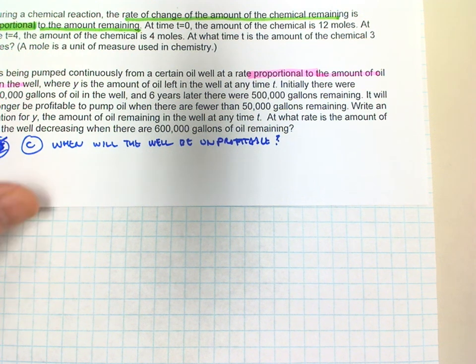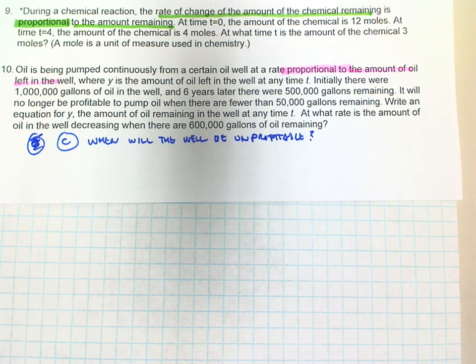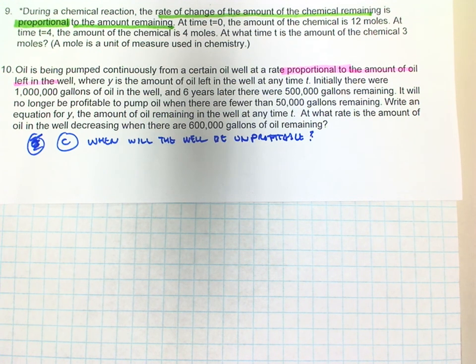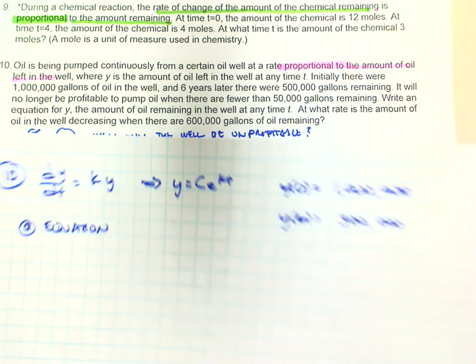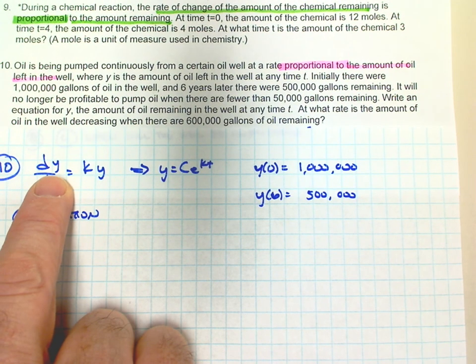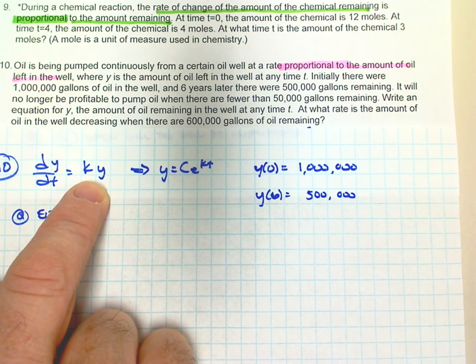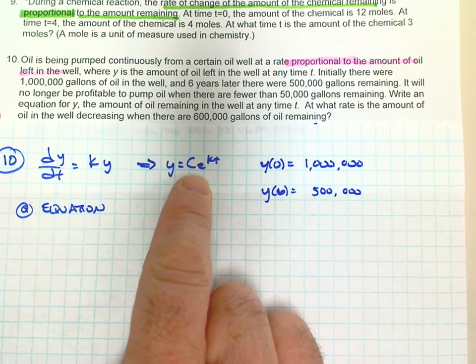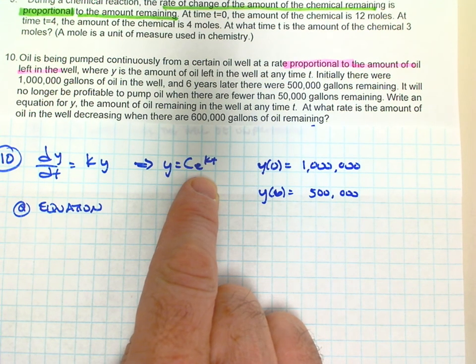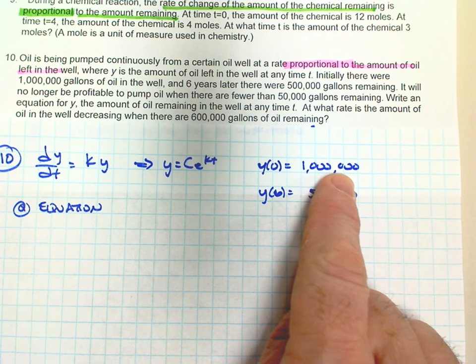Let's take a look at number 10. This is again a problem that says that we are proportional to the amount that is left. So we know our equation is going to be set up, dy, being the amount of oil left, equals, or dy/dt equals k times y, or y equals c times e to the kt. Then it says write an equation for y, the amount of oil that's left given these conditions.